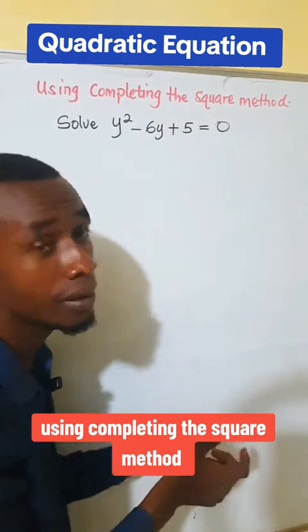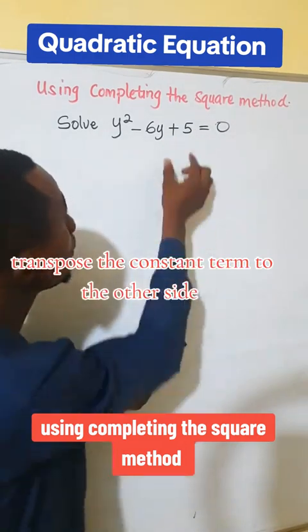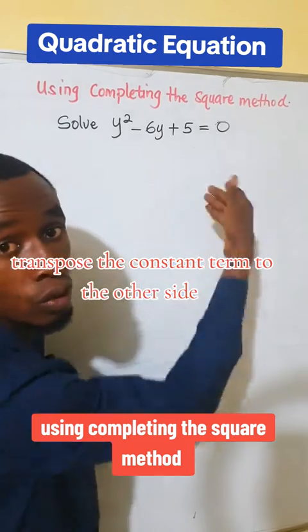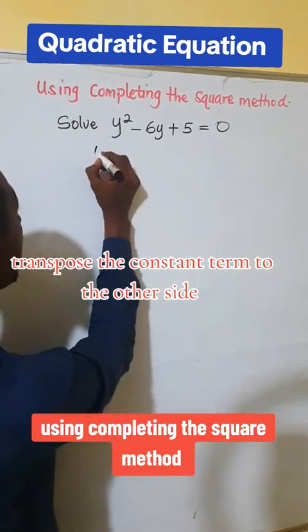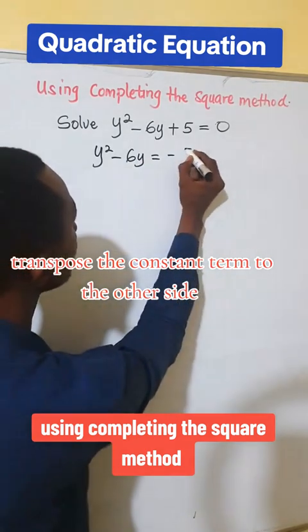Now our first step is for us to transfer this constant term to the right. In doing that, plus 5 here is going to be changed to minus 5. So we have that y squared minus 6y is equal to minus 5.